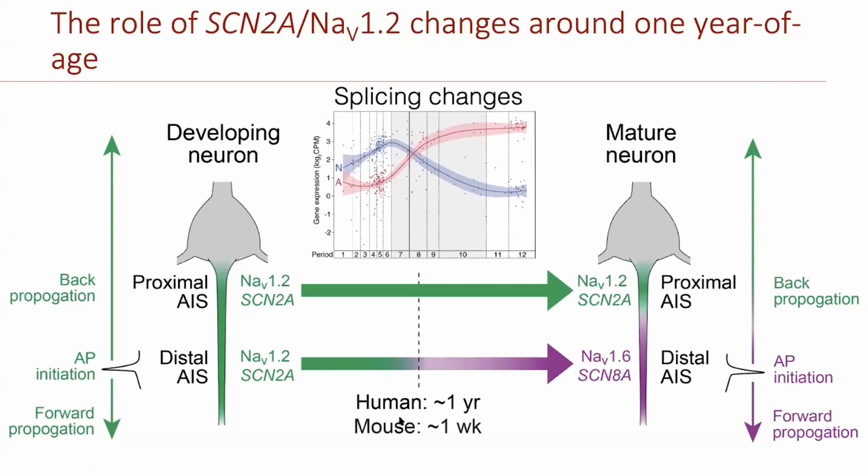And around the same time, which is about 1 year in a human, there is also a splicing change going from the neonatal isoform in exon 5, which is less excitable, to the adult isoform, which leads to a slightly more sensitive neuron. So essentially, a profound shift happens around the age of 1 year in SCN2A, having a big impact on what the neuron is doing in respect to SCN2A.